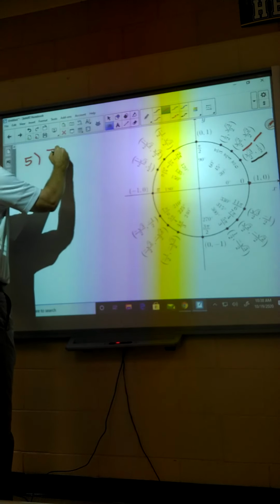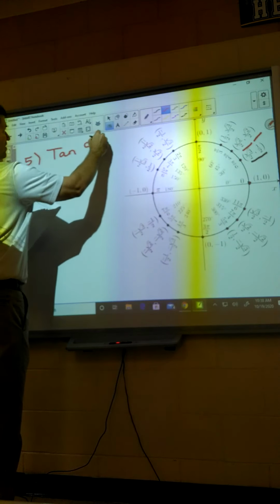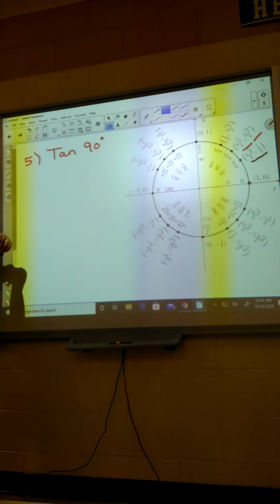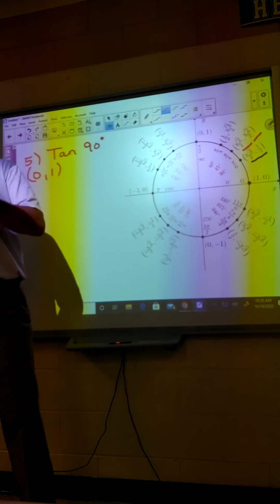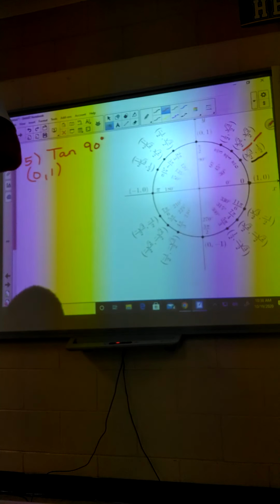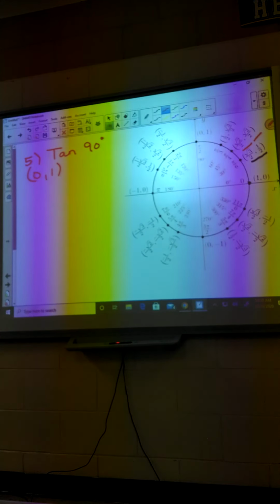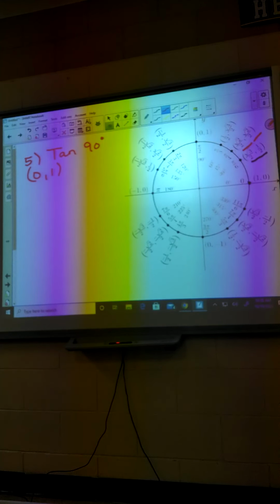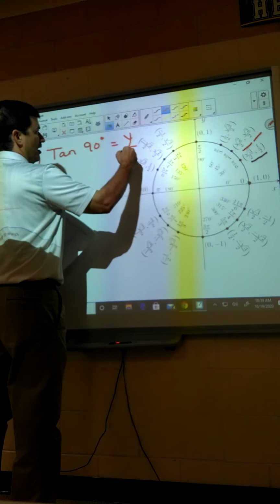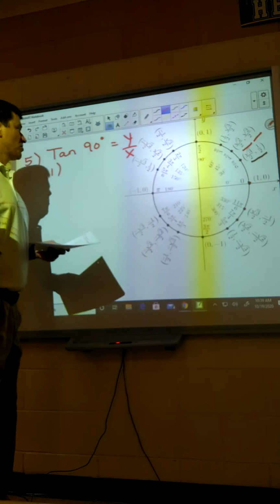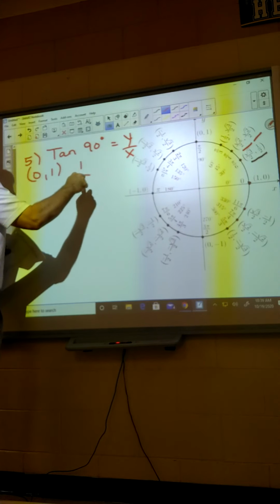Number 5, tangent at 90 degrees. All right, this one's probably going to be pretty easy. Here's 90 degrees. There's the point, 0 and 1. Now, you guys write it in fraction form, y over x, and see what the answer looks like. You won't have to do your keep, change, flip step on this. All right, so we know the formula is y over x. We got that off the bottom of our unit circle. Y is 1 over 0.